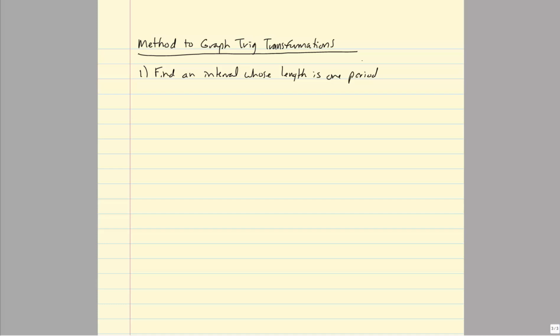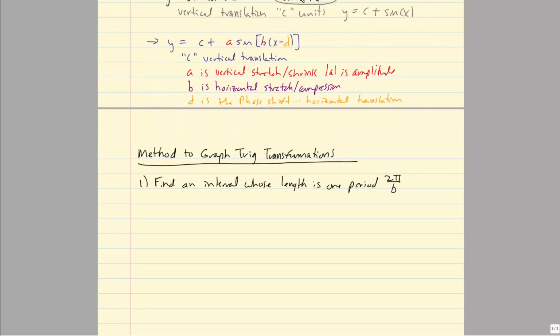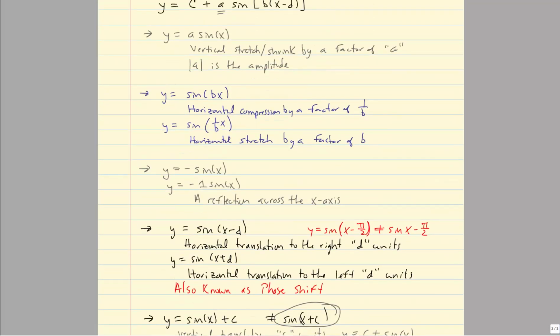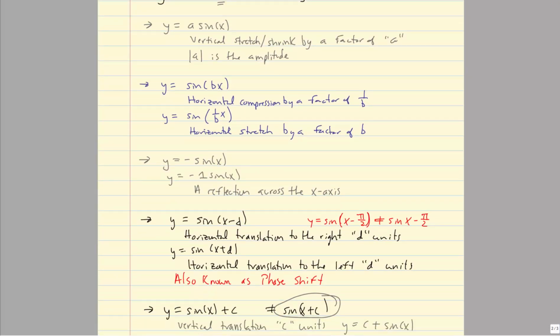Now remember, for the period we could take 2 pi and divide it by this coefficient of b that we have up here. So this value, this purple b, we would take our period of 2 pi for sine and cosine and we would divide it by b. So if we come up here where we have this horizontal stretch or compression, I guess we could include that information as well right here. The new period will be 2 pi over b.